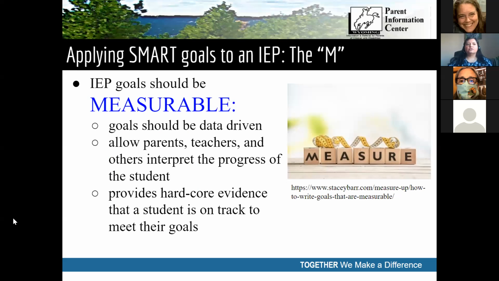And that just allows for interpretation, not just by teachers who are pretty much interpreting the progress of the student, but also by parents. Parents make up a part of that IEP team, and they are probably the most valuable member of your IEP team. They have the most information about that child. And so you want your parents to be able to measure the progress of their child. And it's the hardcore evidence that you need to prove that the child is meeting their goals, that the child is on track to meet that goal by the end of that IEP year. So you want your goals to be measurable, always, always measurable. Numbers, hardcore facts.